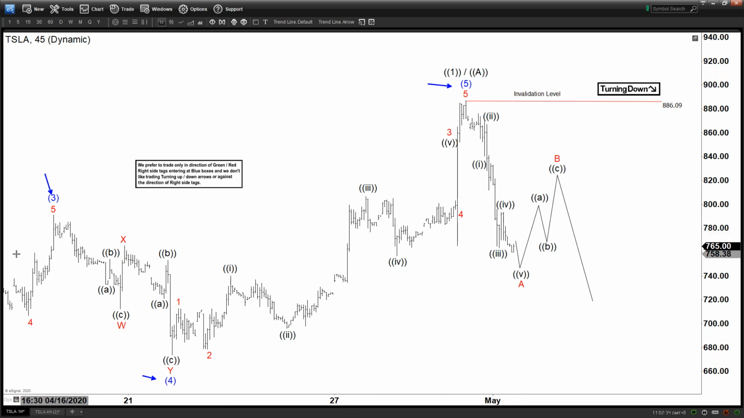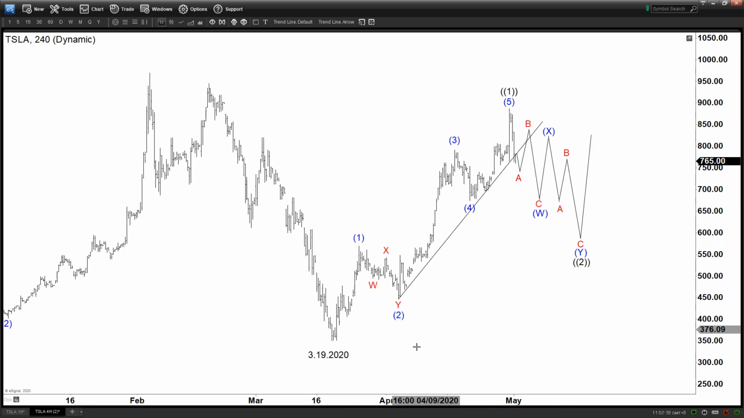So now let's take a look at the 4-hour Tesla. Now of course this is not a complete count.